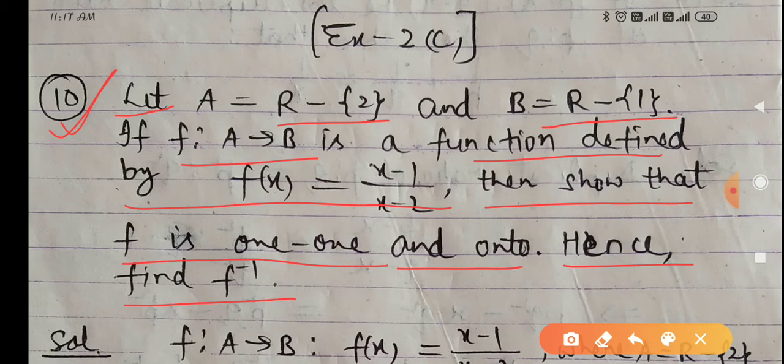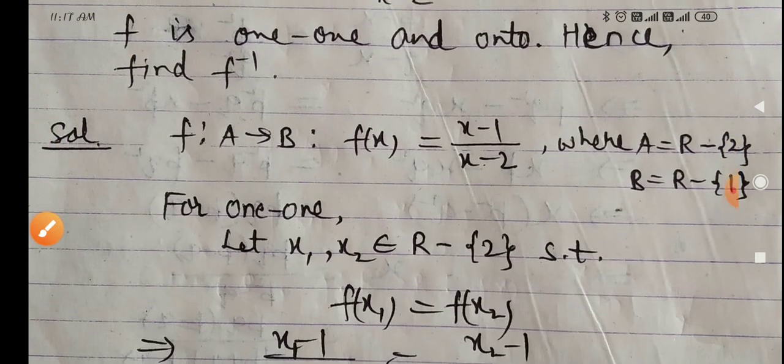In my yesterday's video the function was given invertible. Already in the question the function was invertible, only you were finding the inverse. In this question first you will show the function is invertible, then you have to find the inverse. So this is the difference. So now you see the solution.